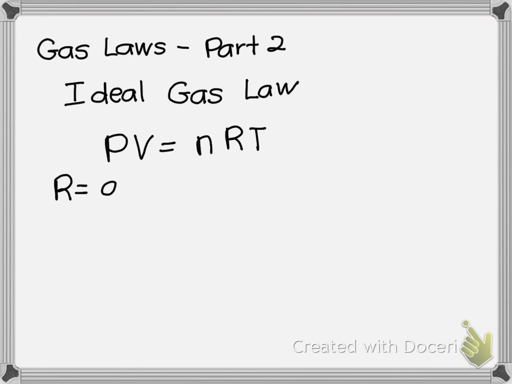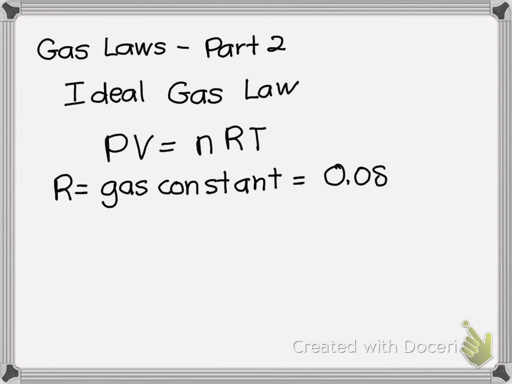And R is a gas constant. A constant means it's always going to have the same value. And the value I'm going to give you is 0.0821 liters times atmospheres per mole per Kelvin. Now you could have a different number for R if you changed those units. So those units are going to be very important to us.